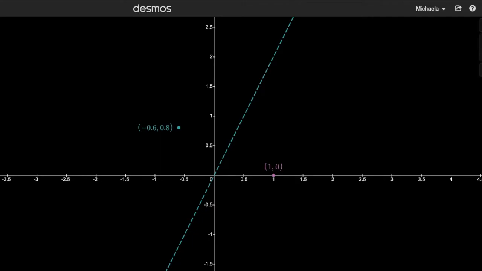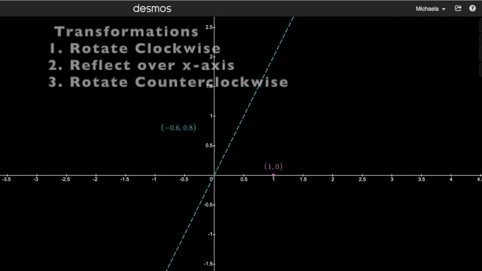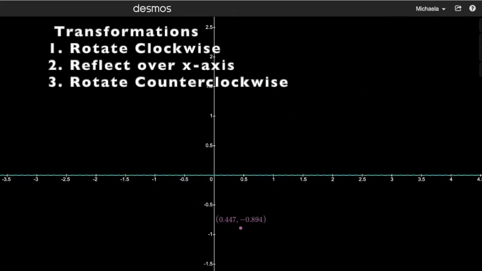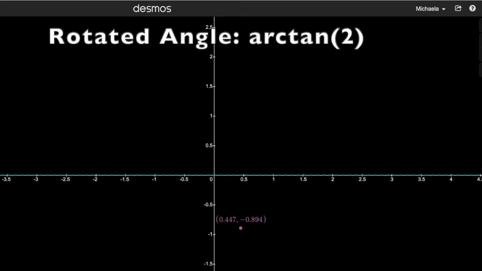So just again, to recap, we need to take the original point, and we need to rotate everything by theta. In this case, theta is the inverse tangent of 2, because the slope of this line is 2, and we remember that the tangent of the angle is equal to slope. So tangent of theta equals 2, so theta equals inverse tan of 2.